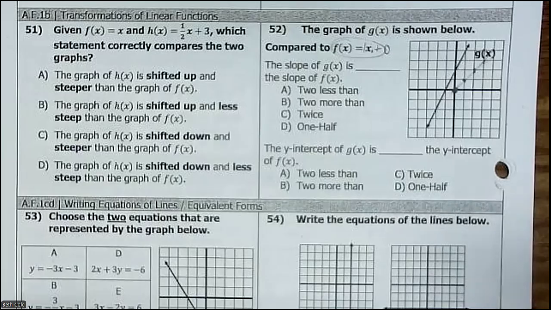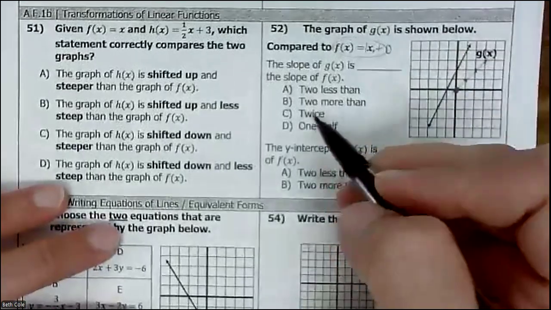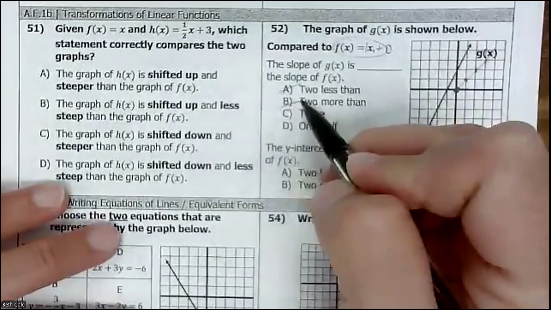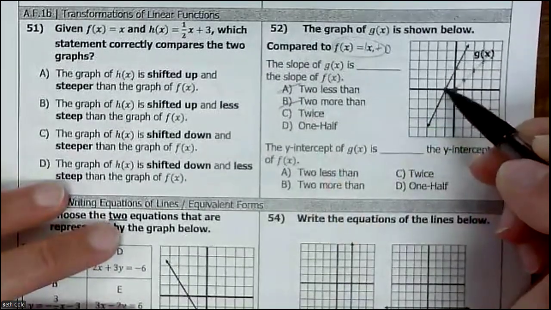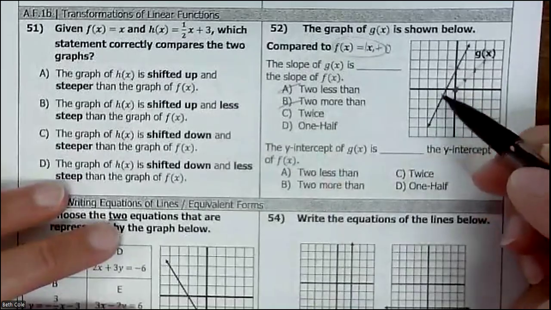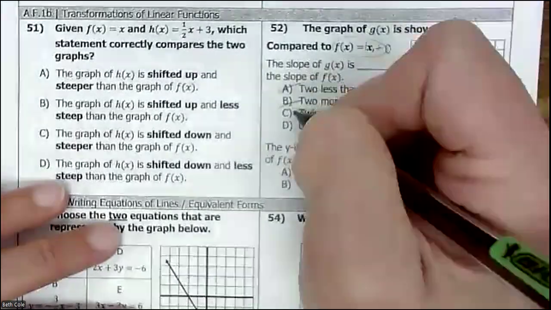See how it's steeper? Now it's steeper by how much? It's going to be one of these, either twice or a half. Twice. Do you see how it goes up 2 over 1? So instead of slope of 1, it's slope of 2, twice as much.